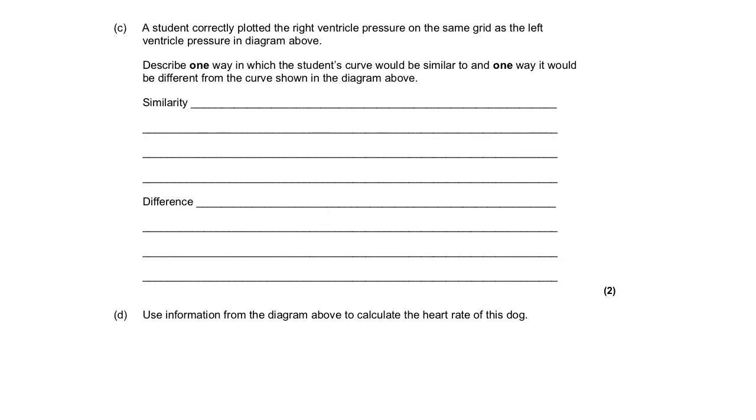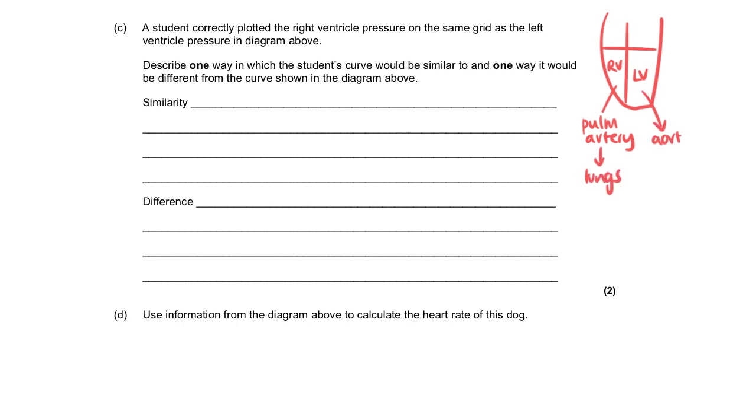A student correctly plotted the right ventricle pressure on the same grid as the left ventricle pressure in the diagram above. So again, quick recap. We've got the right ventricle on the left and the left ventricle on the right. The right ventricle is going out to the pulmonary artery and to the lungs, whereas our left ventricle is forcing blood out of the aorta to the body, so to the systemic circulation.